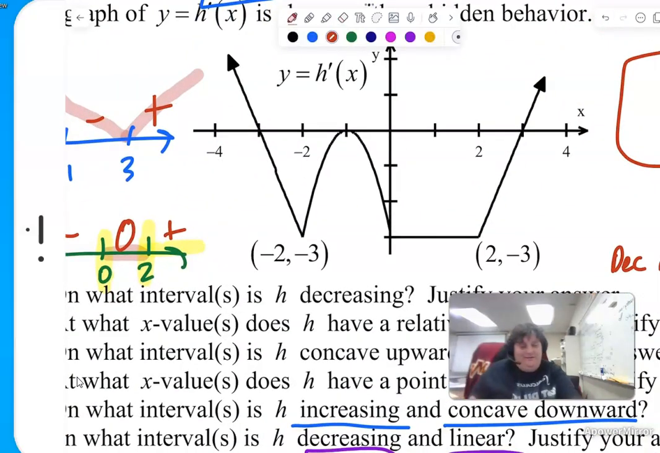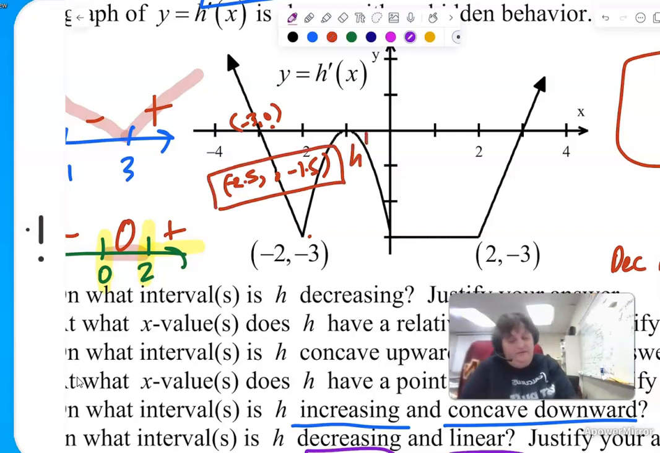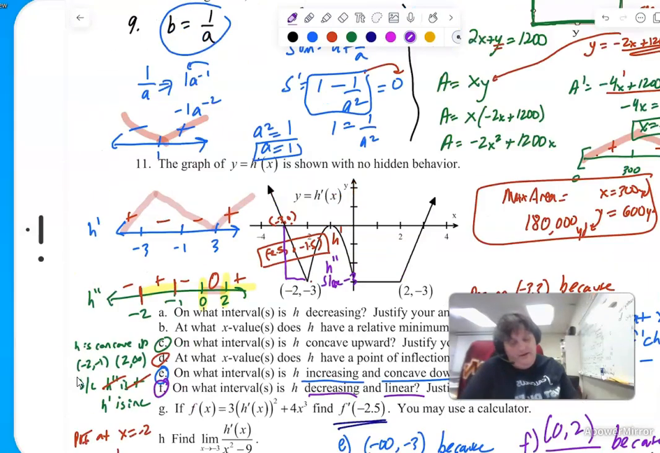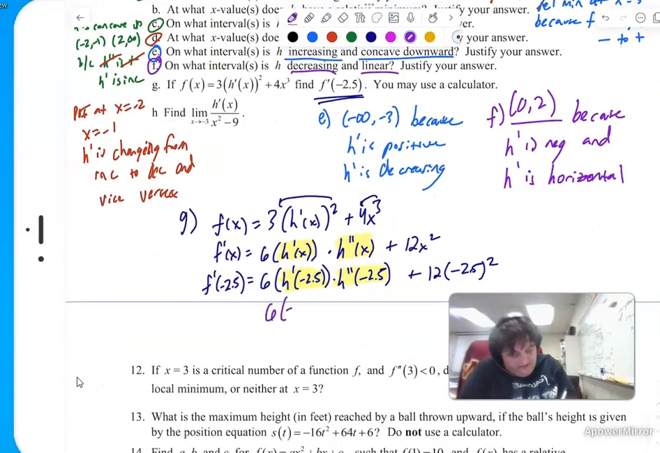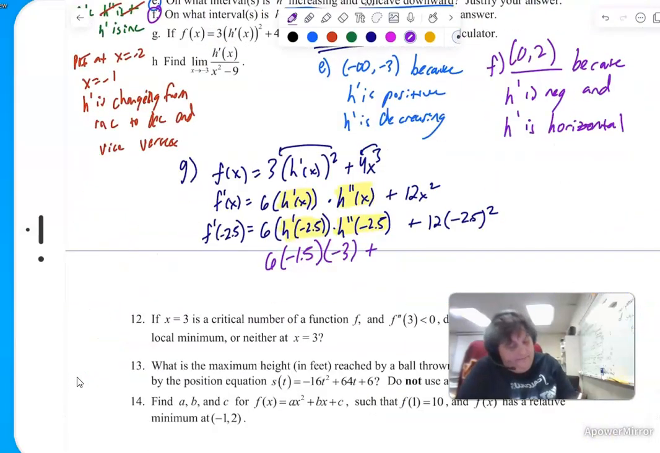I'm not just going to guess though, okay? This is -3, 0. This is -2, -3. So where's negative 2.5? Well, this is linear, so it's halfway between 0 and negative 3, so that's negative 1.5. That's h prime, because that's the actual value of it. Now look, h double prime means the slope. What's the slope of this? Well, the slope at that point is down 3 over 1. The slope is negative 3.